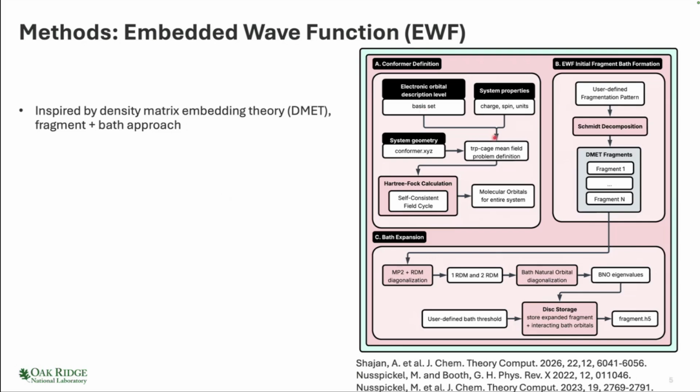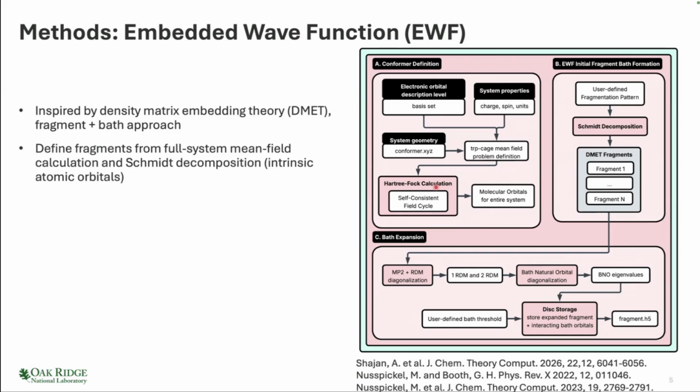So kind of walking through this workflow here, you'll start with a very basic description of your problem, your geometry. You'll solve a full system mean field calculation. In our case, that's Hartree-Fock. And then you'll do what's called a Schmidt decomposition, and that will localize the orbitals to atomic fragments. And the idea here is that you want your orbital sets localized, sort of tagged to a single atom in order to do this fragmentation, because you'll have a set of MOs associated with each atom.